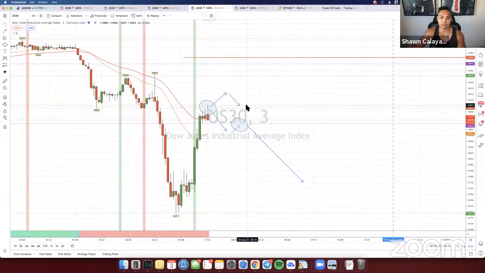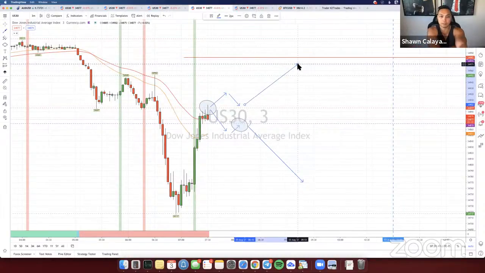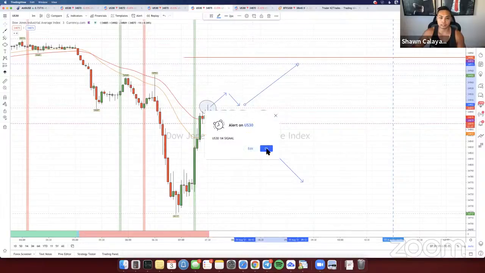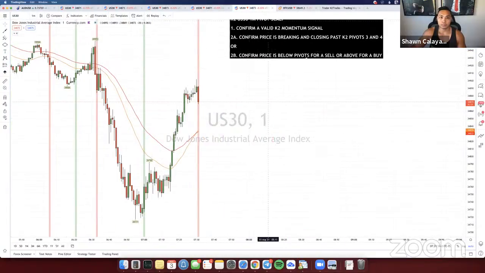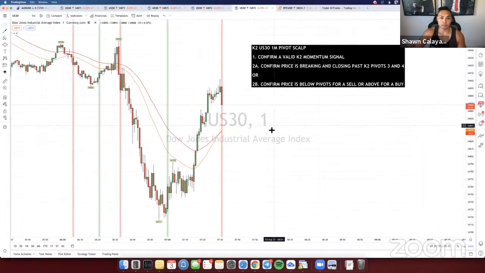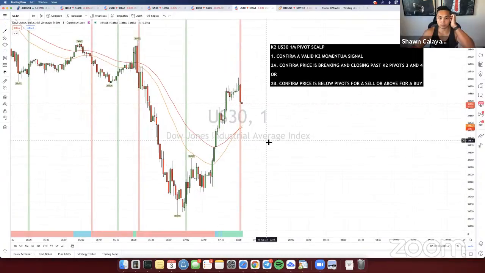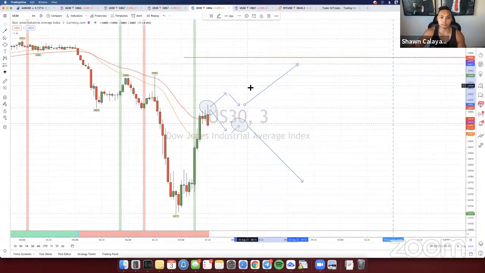A lot of things can play out here. There's a bunch of different scenarios. Price can either come back up or it can come back down. You can see right here it's starting to come back down, right? So this is exactly what I'm looking for right now. We got a pending sell here on the 1 minute, but this is something that I wouldn't enter. Reason for that is because price is above the pivots. There's just no confirmation of it going that direction.